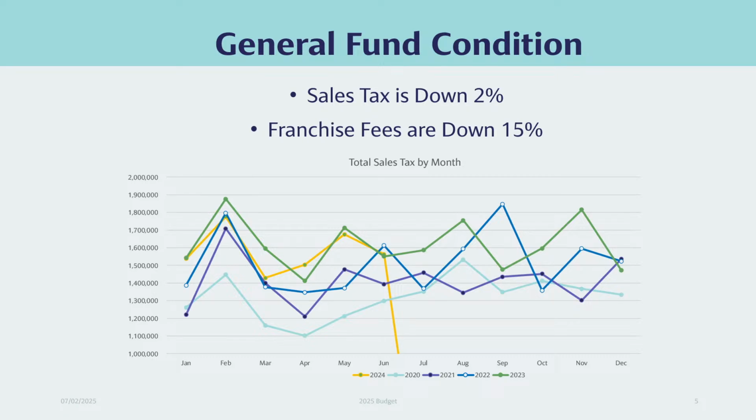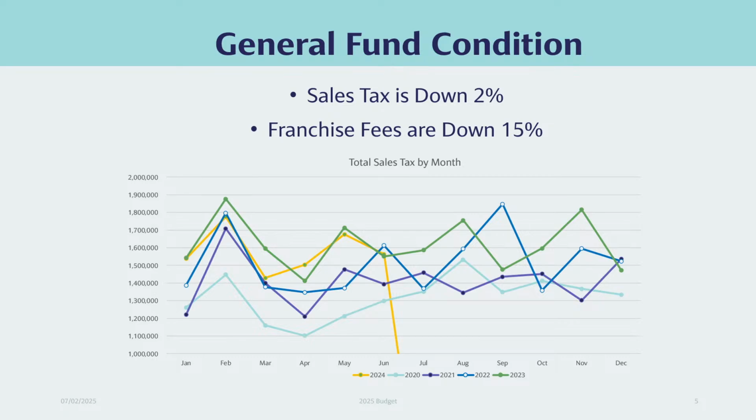It could be that people are traveling more now and not buying as much online. Also, franchise fees are down 15%. That's largely electric and gas. It looks like consumption is down compared to prior years.